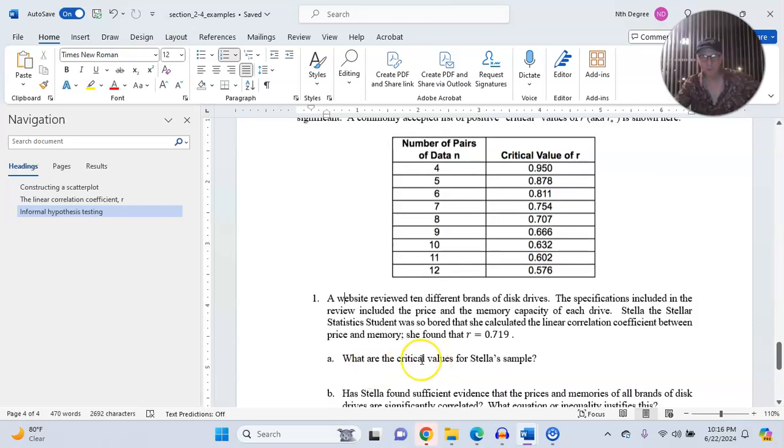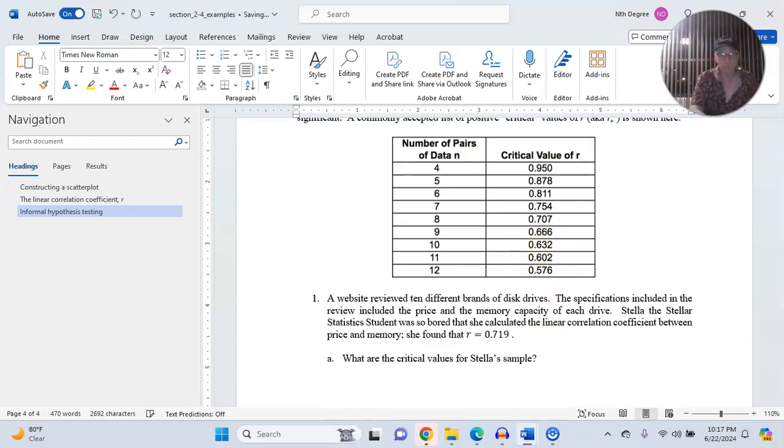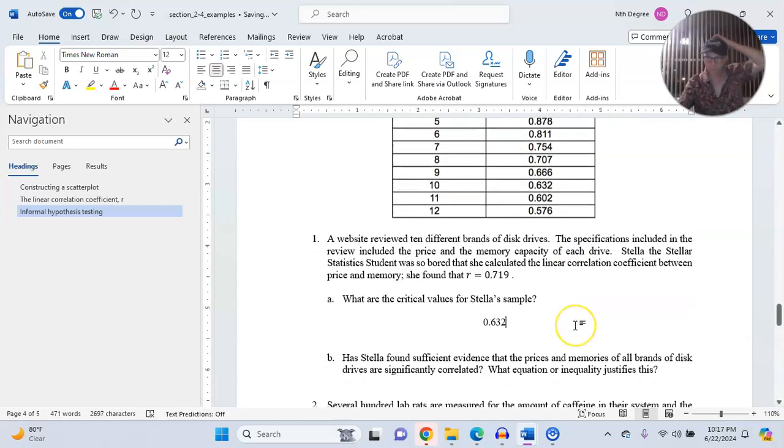Question A, what are the critical values for Stella's sample? Critical values, again, mean before we even look at the sample, what's going to be our cutoff point for convincing us of a significant correlation? Okay, so that depends on the sample size. In this case, it says Stella used 10 reviews. Okay, n equals 10. And therefore, the critical correlation here would be 0.632. So that's the number I'm looking for here. It just comes right from the table.